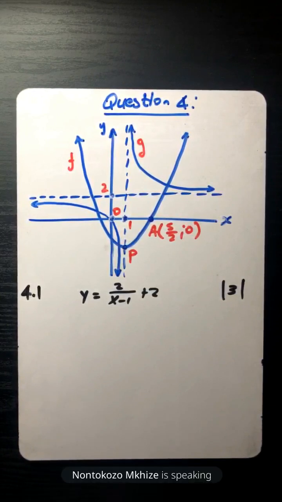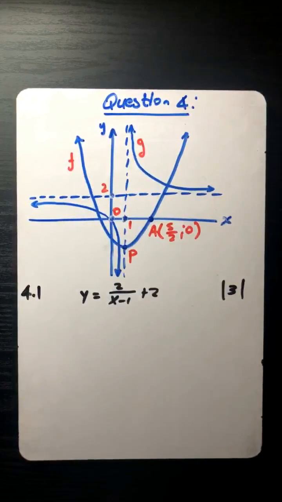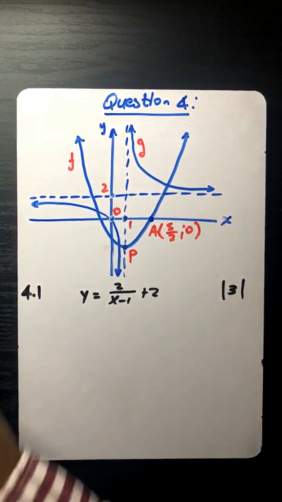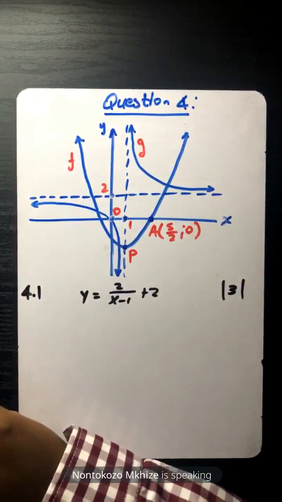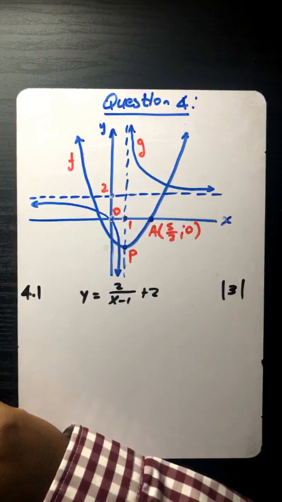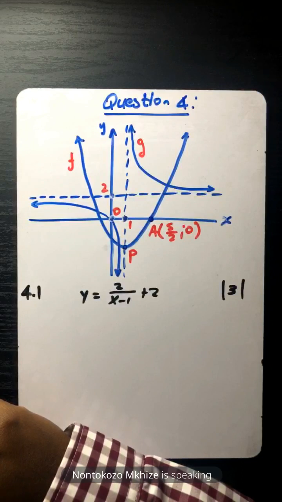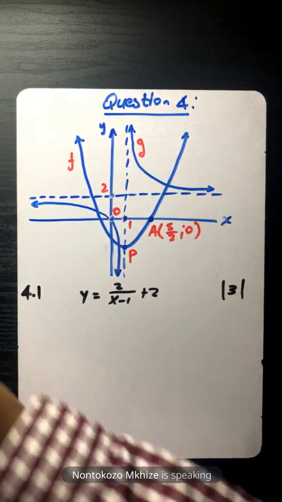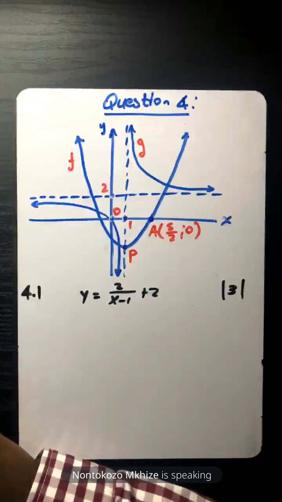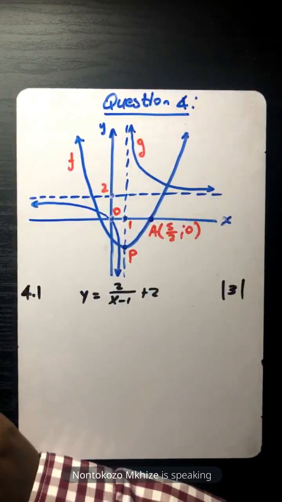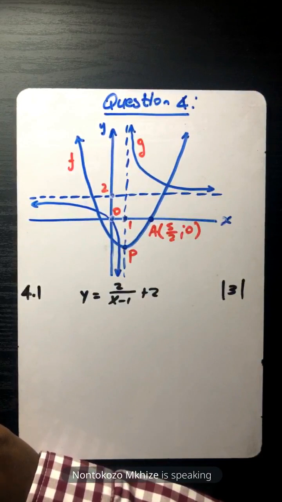Can I try? Yebo. Okay, so we are already given that our graph g of x passes through the origin, which is 0 and 0. And then we have asymptotes, which are 2 and 1.